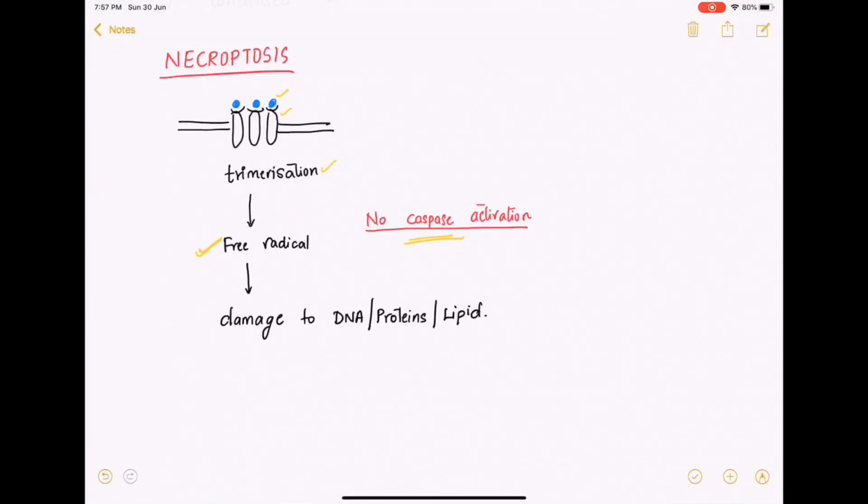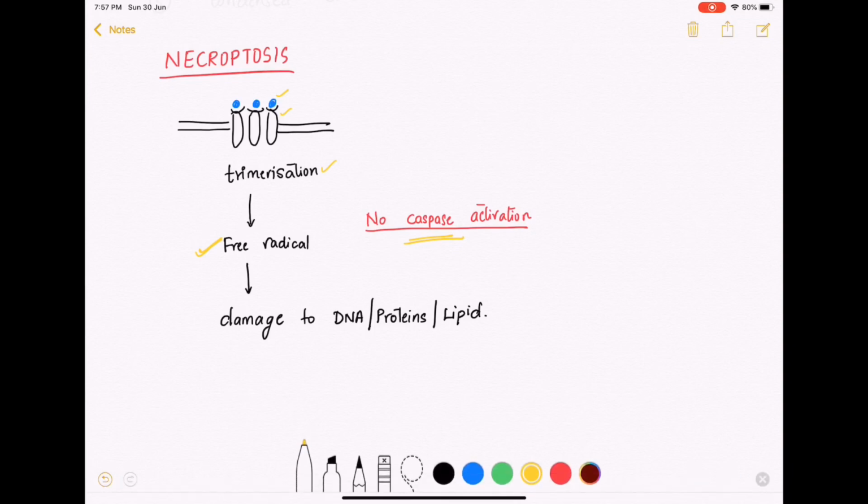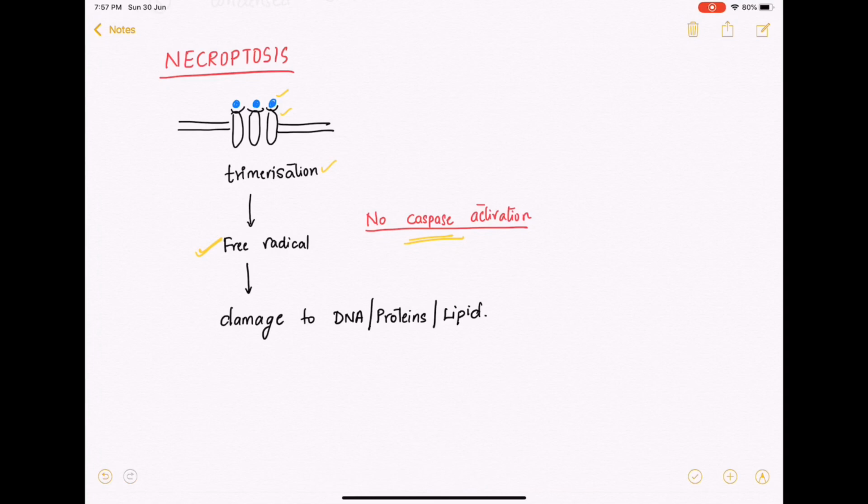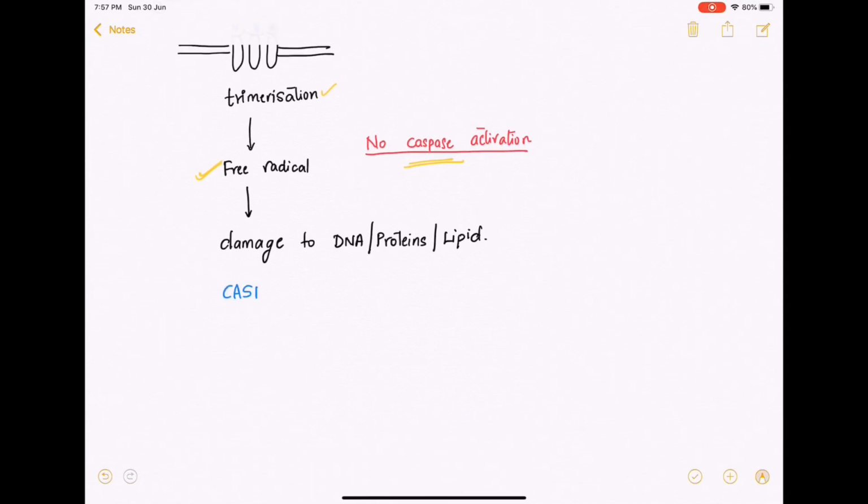This free radical will further go and cause damage to DNA material, proteins, and lipid. And once you damage all these important components, the cell can no longer live. So this is necroptosis. What's important about necroptosis is that it is, as understood, caspase independent programmed cell death, while apoptosis is caspase dependent programmed cell death.